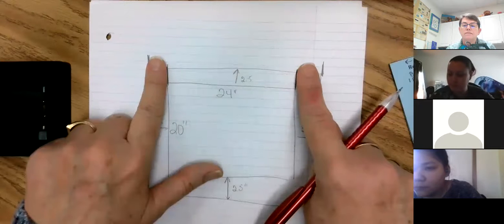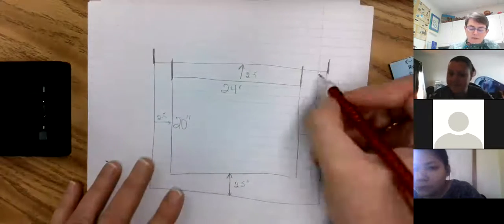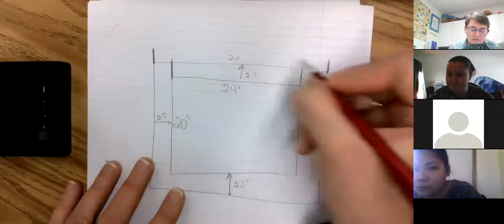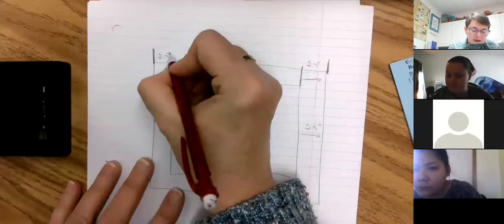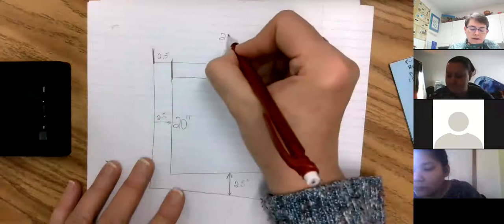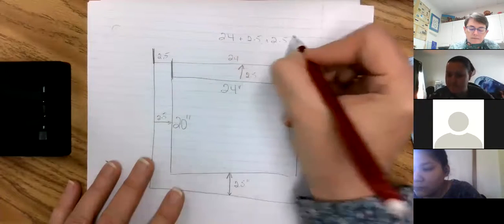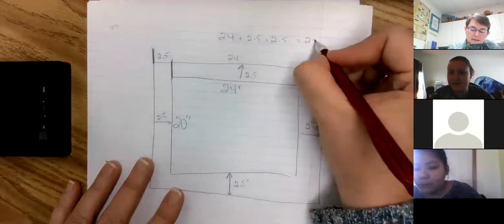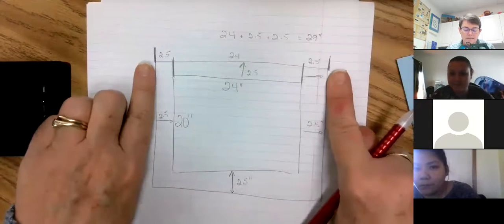It's 24 inches. It's as wide as the picture. And then we added on a little bit. So this part is 24. And this is 2.5. And this is 2.5. So if someone be so kind to add that up. 29. It should be 29 inches that way. Because it's the width of the picture plus the frame on both sides.